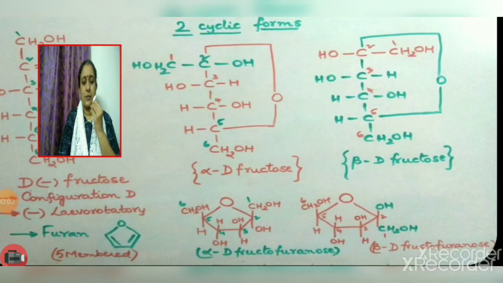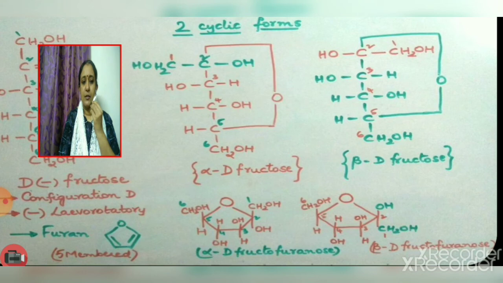For fructose, two structures can be drawn with respect to furan. Furan is a 5-membered cyclic compound with 4 carbon atoms and 1 oxygen atom. So with respect to the structure of furan, we have two structures for fructose known as alpha D fructofuranose and beta D fructofuranose. Let us now see how to draw the structure of these two forms. To draw the structure of alpha D fructofuranose, we should start with alpha D fructose.